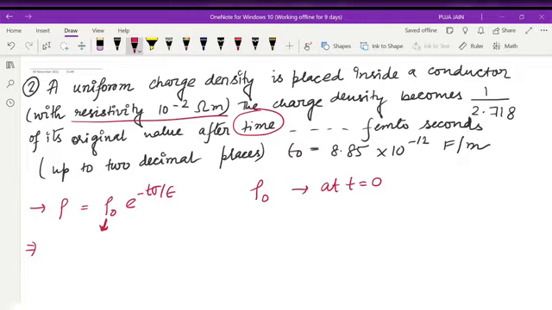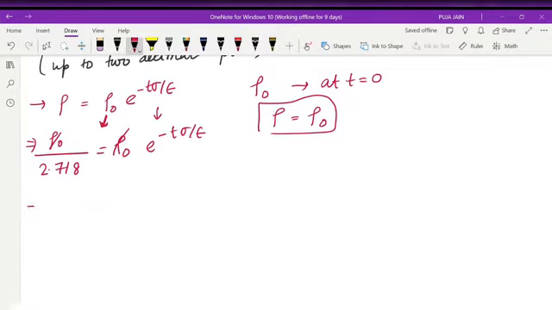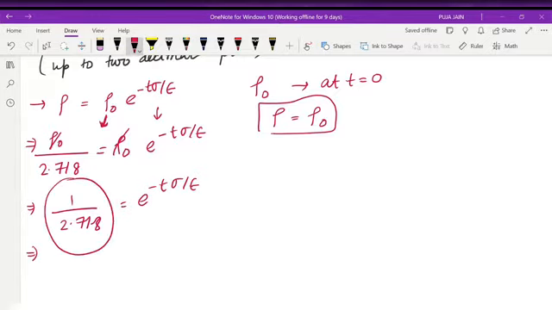If you substitute time t equals 0, you will get rho equals rho 0, because this term will be 1. So this rho is rho 0 by 2.718, as given. That equals rho 0 e to the minus t sigma by epsilon. This will cancel out. So this is 1 by 2.718, which equals e to the minus t sigma by epsilon. Do you know what this is? This is 1 by e.